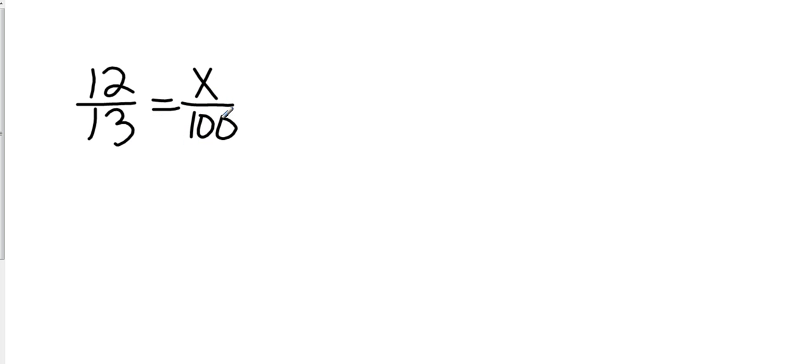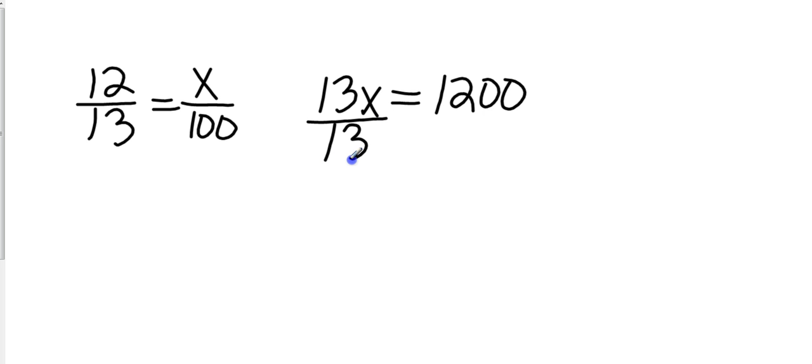We could take 12/13, and we're going to set that equal to x over 100. And so we're going to cross multiply. 13 times x is 13x, and 12 times 100 is 1200. We're going to divide both of these by 13.